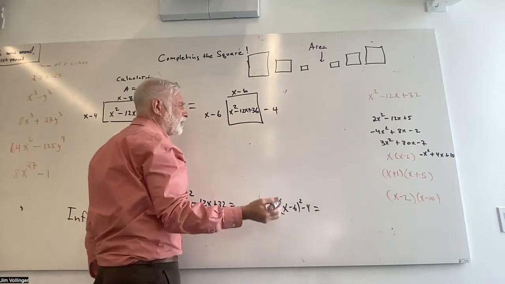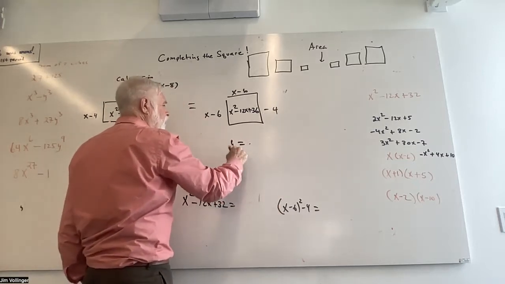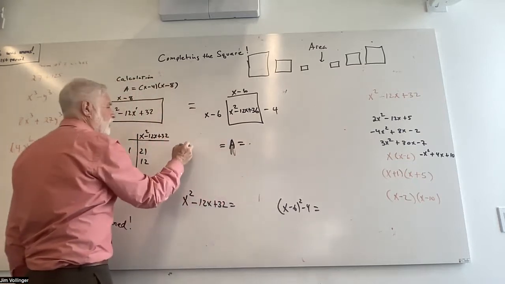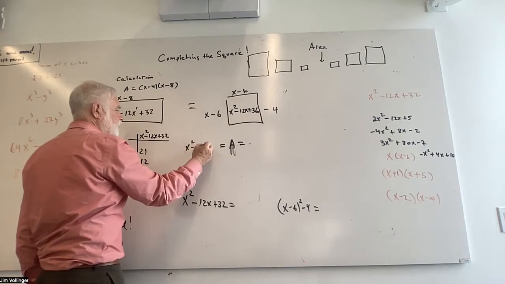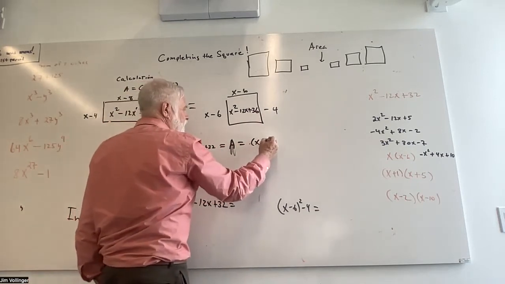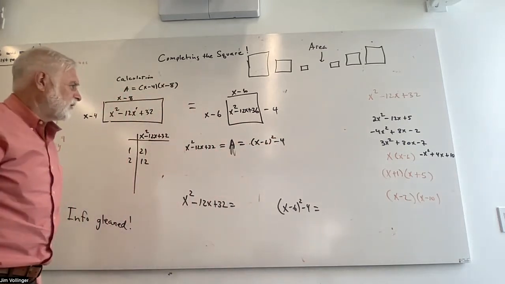You know, what have I completed? I've completed the fact that my area, why don't I write area A? My area could have come from either x squared minus 12x plus 32, or I could rewrite it now as x minus 6 squared minus 4. What are the benefits to this?